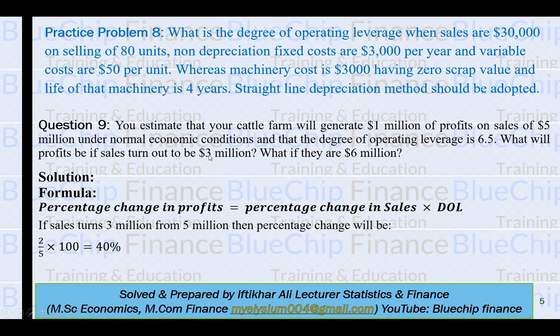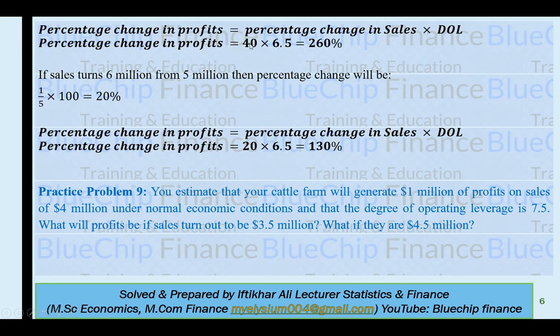Reduction is 2 million. Your profits were 5 million in the base case, but now your profits are 3 million. So what is the difference? Difference is 2 million. So 2 divided by 5, 5 is your base case profit. So 2 divided by 5 multiplied by 100 equals 40%. So that is your percentage change in sales, and your degree of operating leverage is 6.5. So simply 40 multiplied by 6.5 equals 260%.